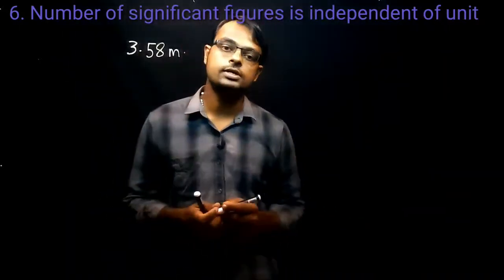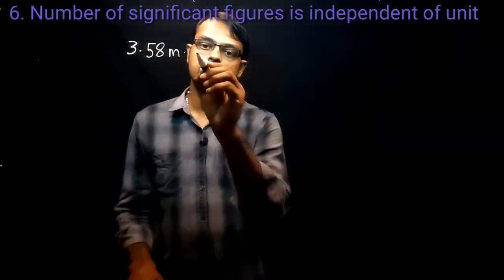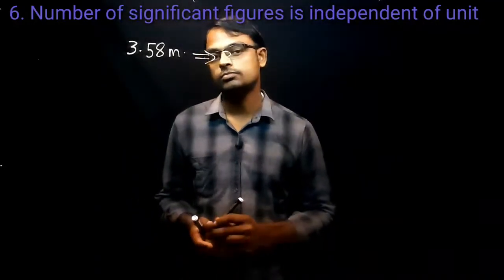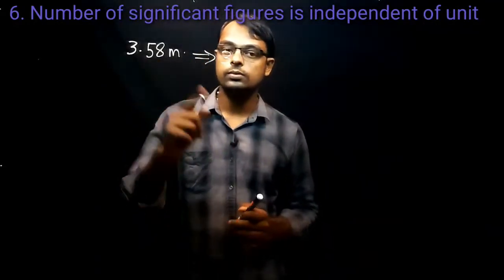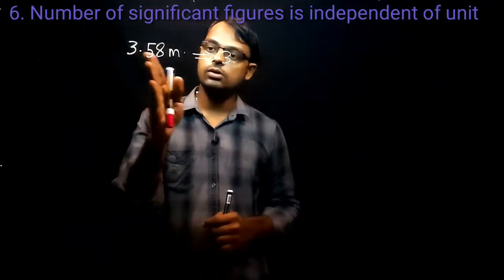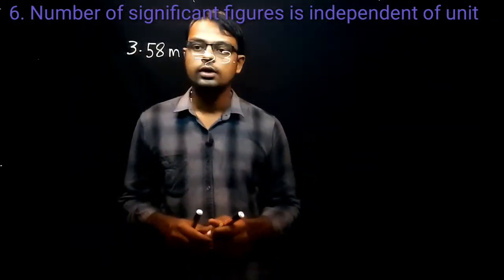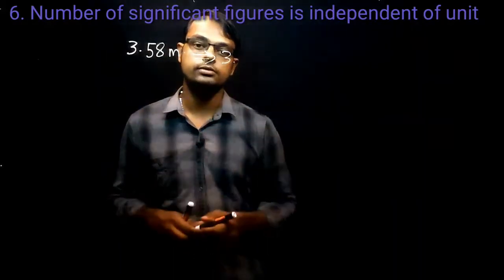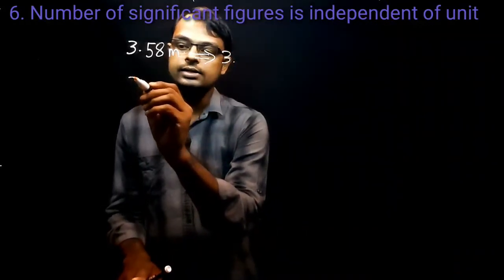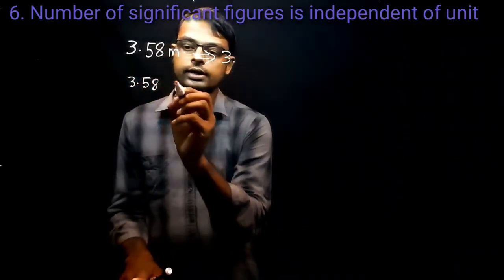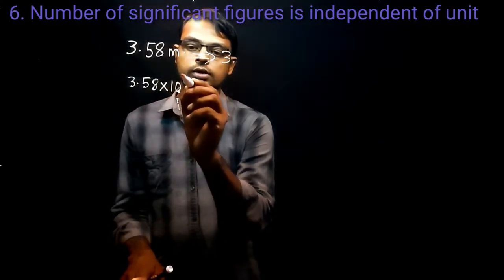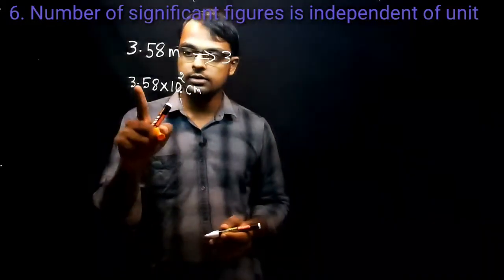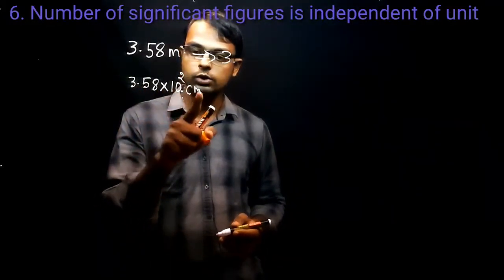How many significant figures are here? No doubt, you can write the number of significant figures as 3, because these are all non-zero digits, as well as in the decimal number all these numbers are significant. Convert into centimeter. I can write this number as 3.58 into 10 to the power 2 centimeter, because 1 meter is equal to 100 centimeter.